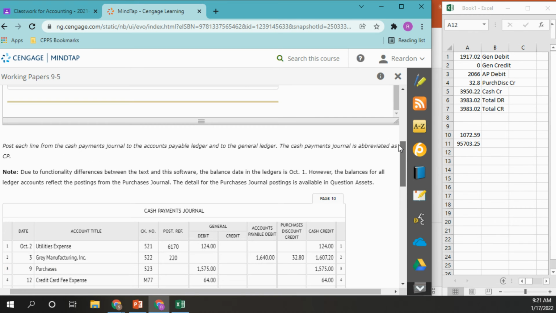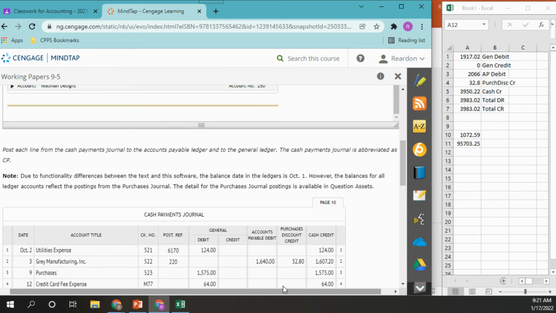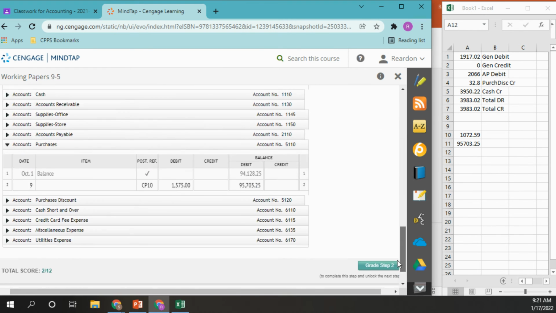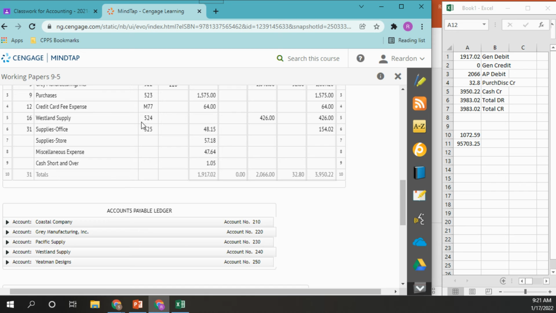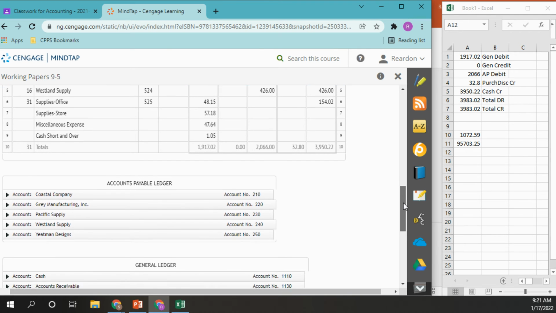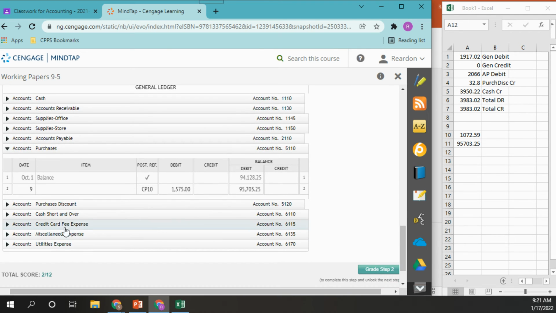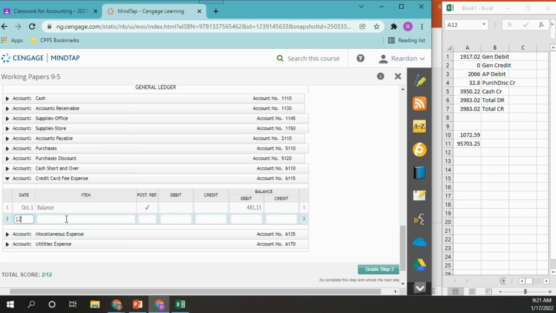95703.25. Now let's make sure that cash payments journal is abbreviated as CP. Okay, 95703.25. Perfect. Account number 5110. Back up here. Account 5110. Credit card fee expense $64 on the 12th. On the 12th. Cash payments number 10.